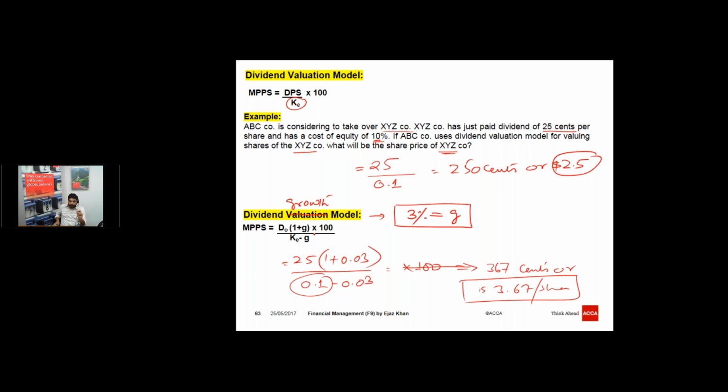And remember, whose cost of equity do we need? Which company's cost of equity do we need? Target company, that is XYZ, the target company. So when you are using the CAPM model, make sure you are using the figures for the target company and not for the investing company. This is the key point that you should keep in your mind.